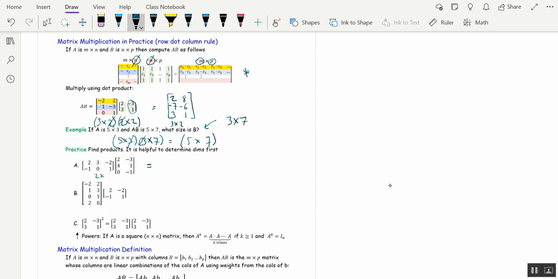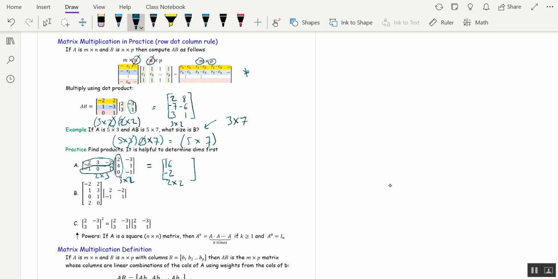We've got a 2 by 3 times a 3 by 2. So the dimensions of our product will be a 2 by 2. All right, and the first entry, top row, I'm going to dot this row with this column, and that's going to be 16. You should verify that. And then I'm going to dot this row with the same column, and I get -2.